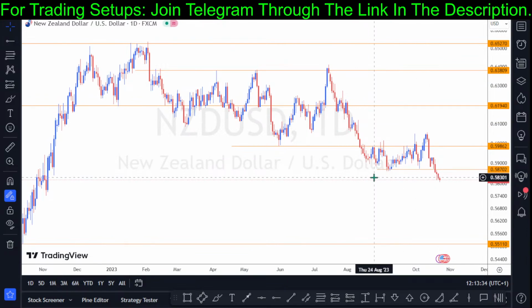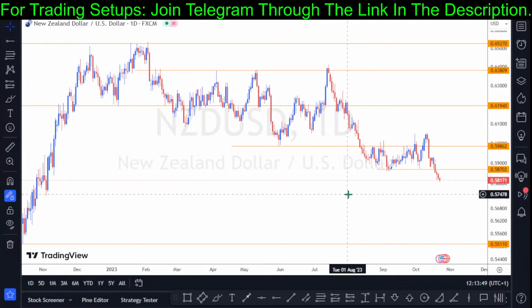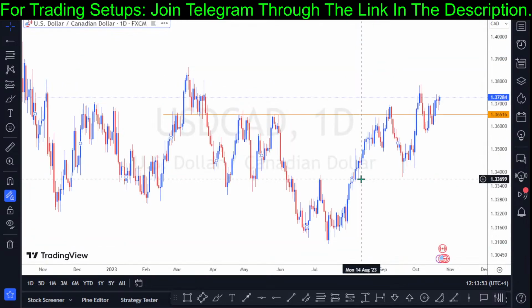I want to see markets that have opened a technical setup, an easy technical setup. I don't want to get myself involved in a very complex market structure. So let's check out other currency pairs.